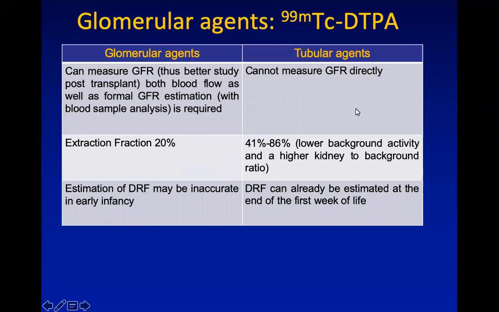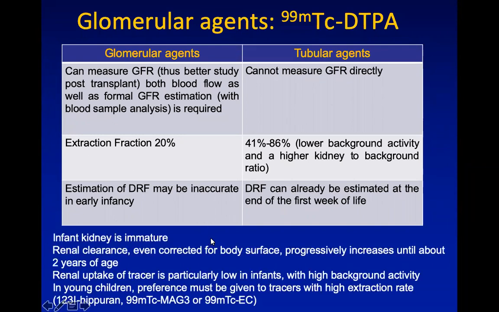The tubular agents cannot measure GFR directly, but they have a much higher extraction. And even in the first week of life, you can estimate the differential renal function. Now remember, the infant kidney is immature. When we are talking about renal imaging, there'll be one set of rules for the infants and very small children and another set of rules for the adult patients. And I'll show you how it works.